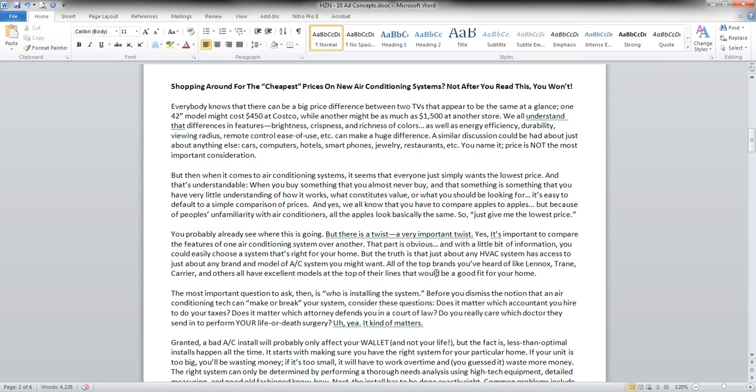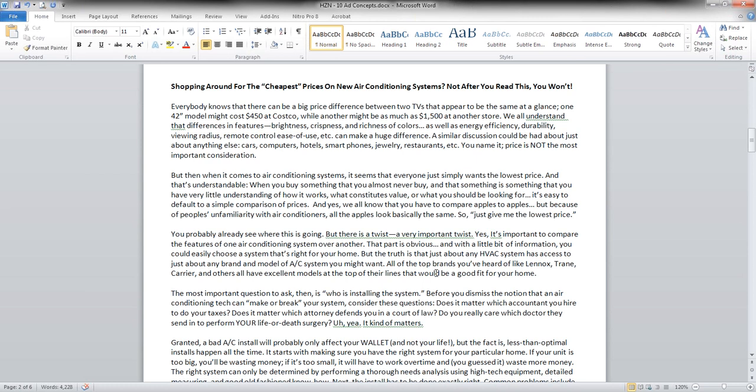A similar discussion could be had about just about anything else: cars, computers, hotels, smartphones, jewelry, restaurants, etc. You name it, price is not the most important consideration. But then when it comes to air conditioning systems, it seems that everyone just simply wants the lowest price. And that's understandable. When you buy something that you almost never buy, and that something is something that you have very little understanding of how it works, what constitutes value or what you should be looking for, it's easy to default to a simple comparison of prices.